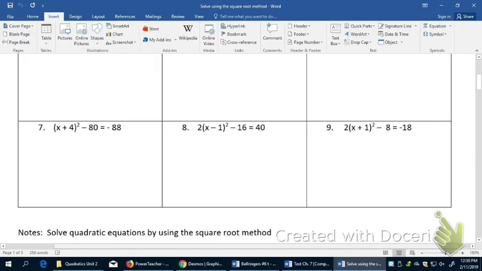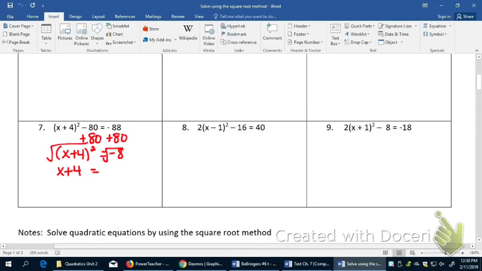Okay, so number 7. There's something tricky about this one once you take the square root. So you get x plus 4 squared equals negative 8. Right? Square root on both sides. Alright, this is where the tricky part is. It's the square root of negative 8. I don't know what the square root of 8 is. I do know there's going to be an i because of the negative.